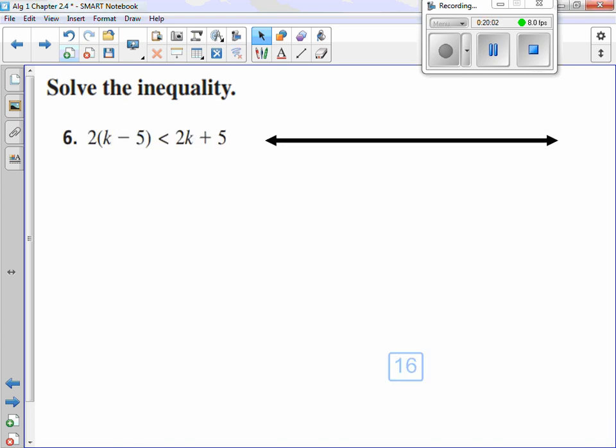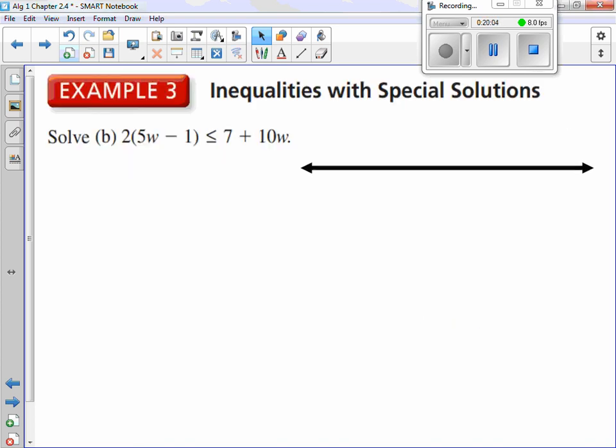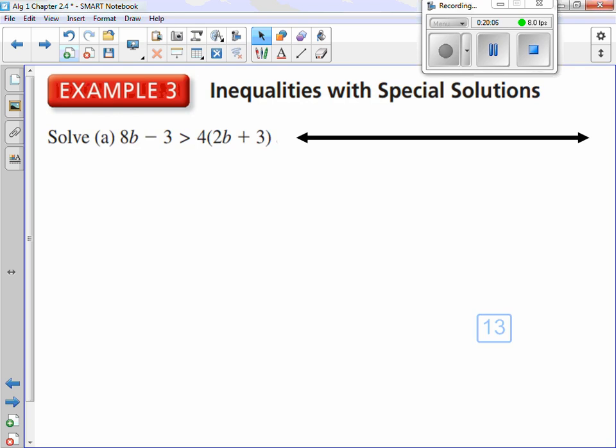So, let's see here. Let's look at this one. Okay? Let's look at this one here. So the first thing we need to do is we need to distribute. So the first thing we need to distribute is the 4.